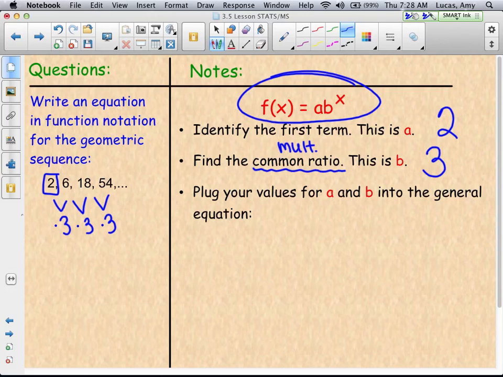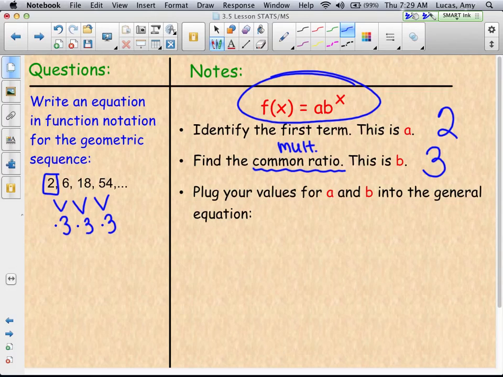So the order that you find those two pieces of information in for a geometric sequence are the opposite of what we did with arithmetic. For arithmetic, we had an M and then a B, and it was the common difference first, then the first term. Now we have an A and a B, and it's the first term, then the common ratio. So the two pieces of information have flipped around.